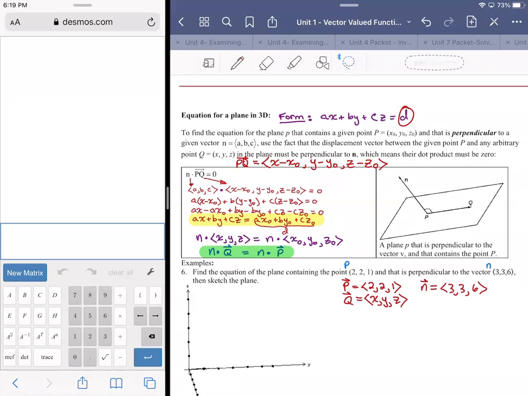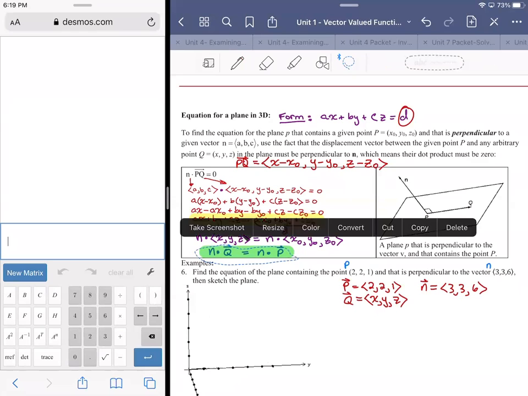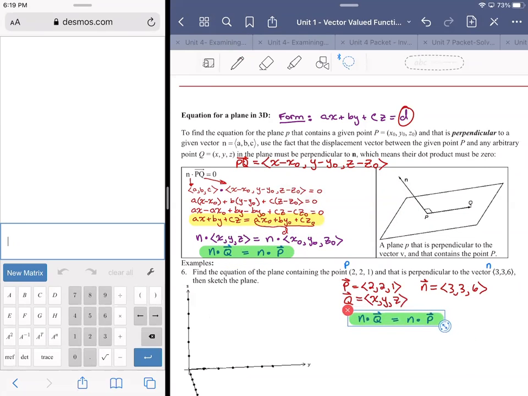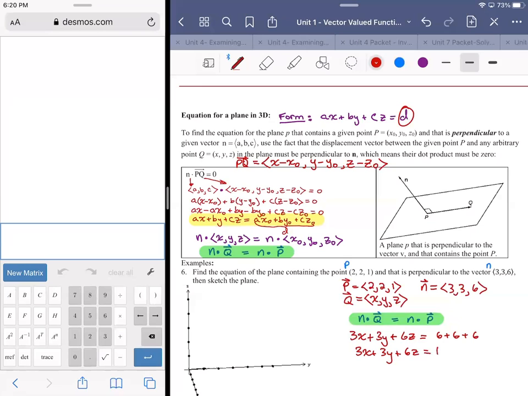All right. So if we follow this relation here, one of these days I'll be able to time the words that are coming out of my mouth with what the actions are on the screen. N dotted against Q is going to give you 3x plus 3y plus 3z. And N dotted against P would give you 3 times 2, 6, plus 3 times 2 again, 6, plus 6 times 1, 6. So 3x, oh, I'm sorry, that was supposed to be a 6z. The repetition got me. So anyway, this would simplify down to 3x plus 3y plus 6z is equal to 18.